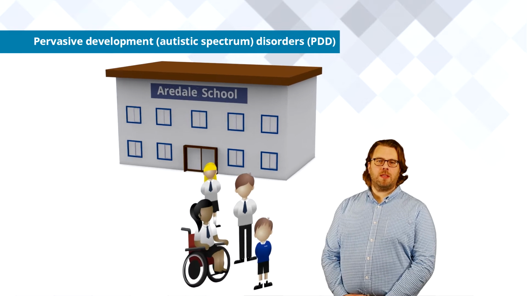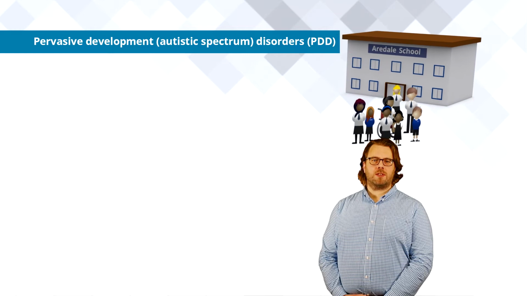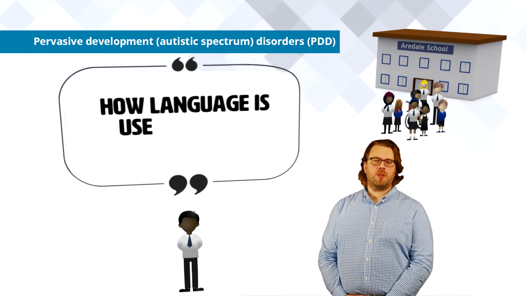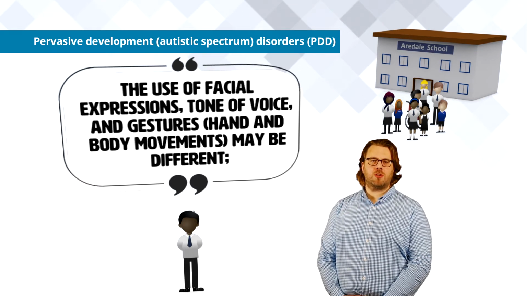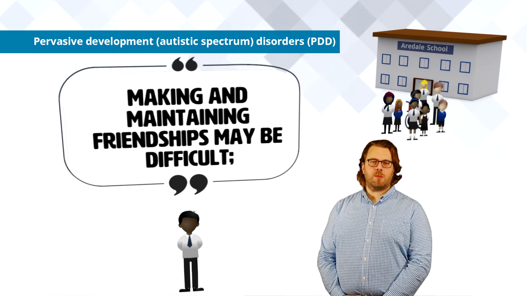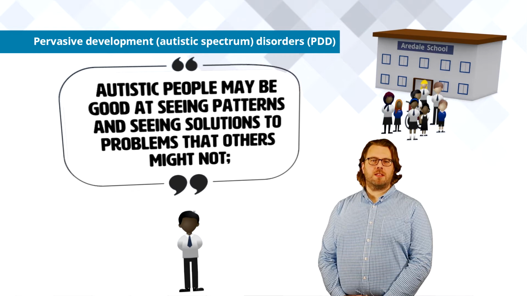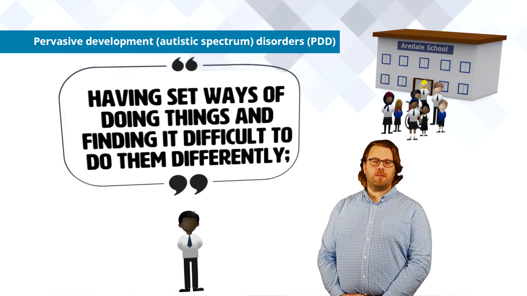Although each autistic person is different, with a different experience of autism, there are some common characteristics different to the experiences of most people, such as how language is used. Talking may be different, the use of facial expressions, tone of voice and gestures, hand and body movements may be different. Making and maintaining friendships may be difficult. Autistic people may be good at seeing patterns and seeing solutions to problems that others might not. Having set ways of doing things and finding it difficult to do them differently.